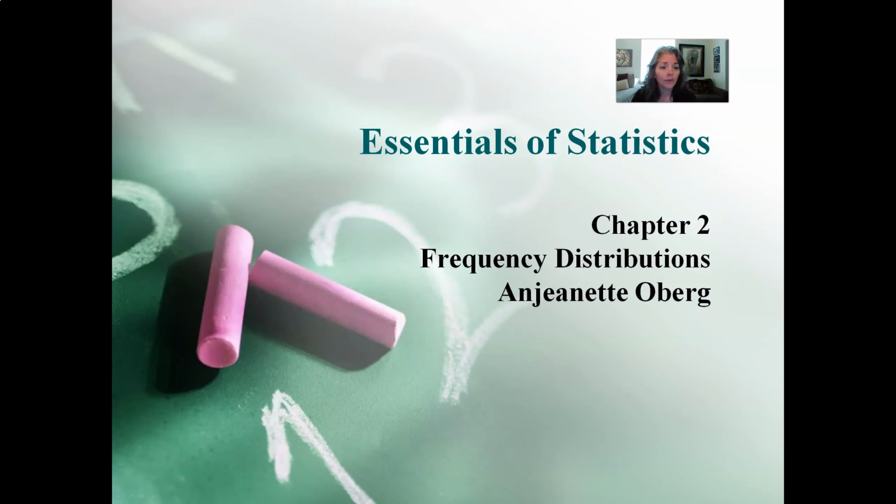Great. So in Chapter 2 we cover frequency distribution, and what we mean by frequency is we're counting the frequency with which a particular data point is occurring. So how often does it occur in the data set?